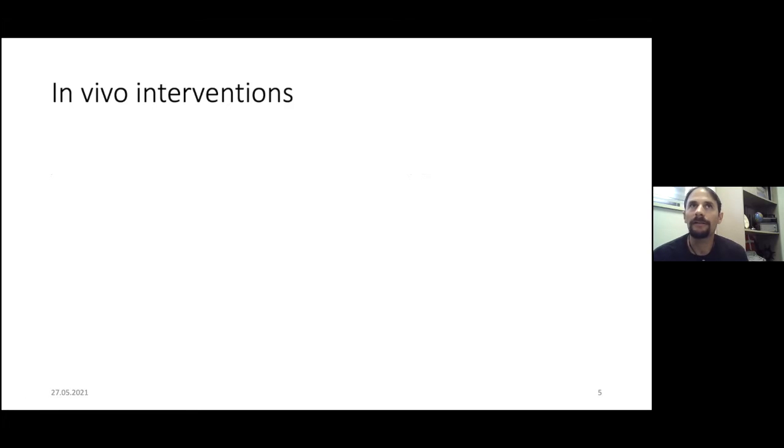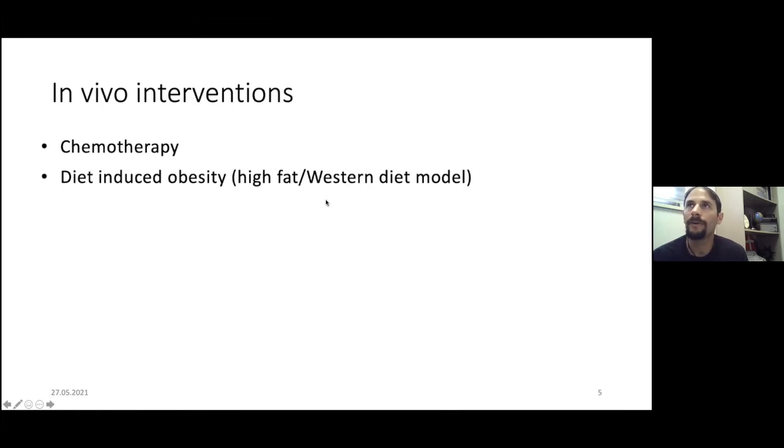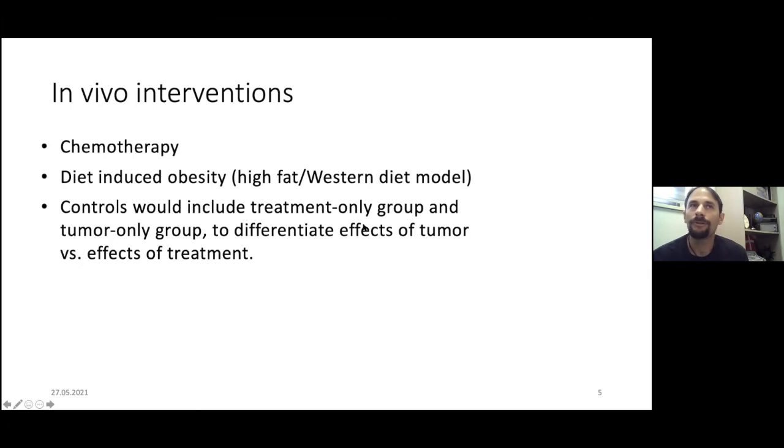And interventions that would happen in the mice would be, of course, the different types of chemotherapy to emulate as closely as possible treatments received by the human patients. And we could follow up with those treated mice with diet-induced obesity. And we would be sure to include controls that would allow us to differentiate effects of the tumor versus effects of the treatment on the subsequent metabolic state. So that would include the treatment groups and tumor-only groups.